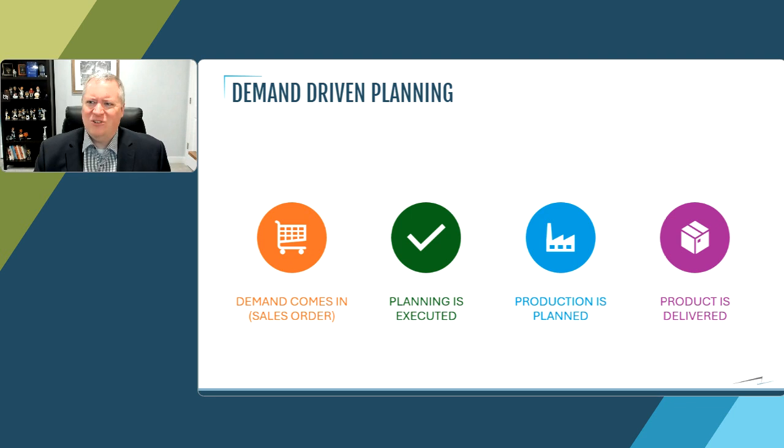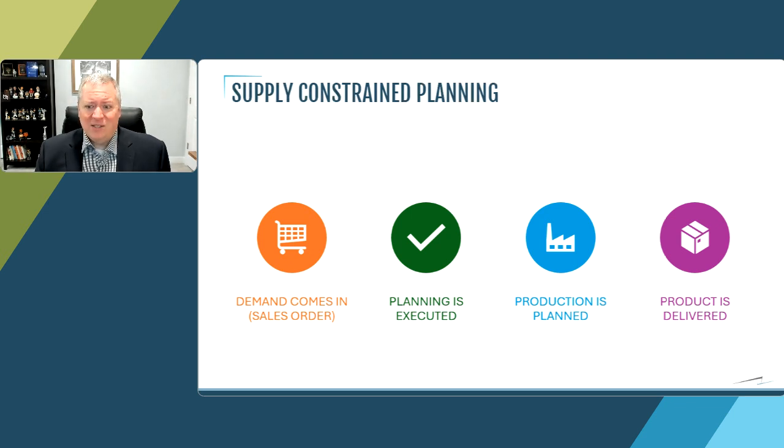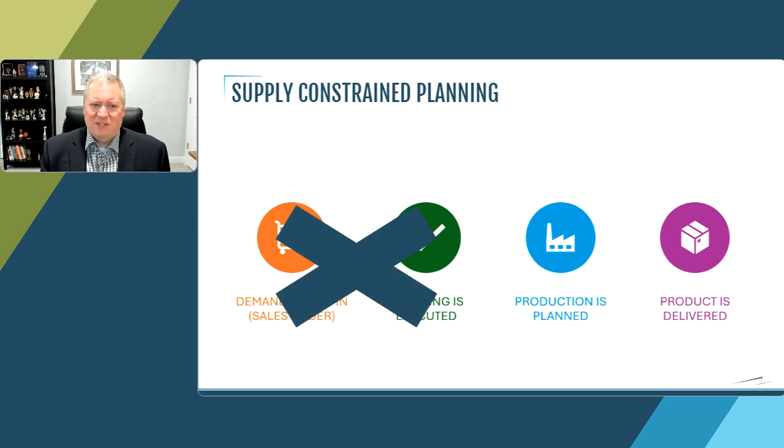But what if we're constrained by supply? What if we are limited in what we can do based on the supply that we have coming in? Well, in that situation, it's almost exactly the same, except those first two steps really aren't necessary, right? We're not really taking demand into account. We're not technically going to run any kind of planning to match our demand with planned supply. In supply constraint planning, we're really just planning production as we have raw materials available. And once those raw materials are available, we execute our production life cycle, and then that product is going to be delivered after that.